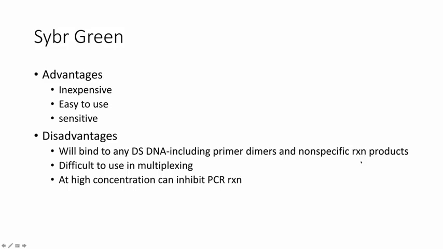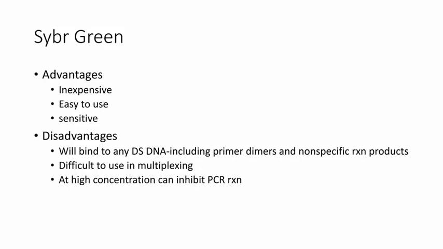So remember, we've talked about the need for hot start in PCR. And so the need for hot start is because you can get non-specific reaction products happening. So SYBR Green is also going to be binding to those non-specific reaction products. It's difficult to use in multiplexing.